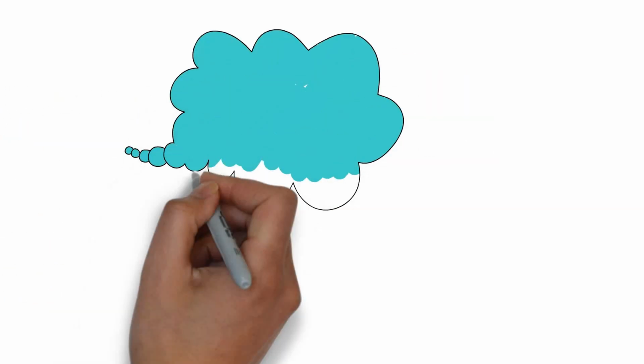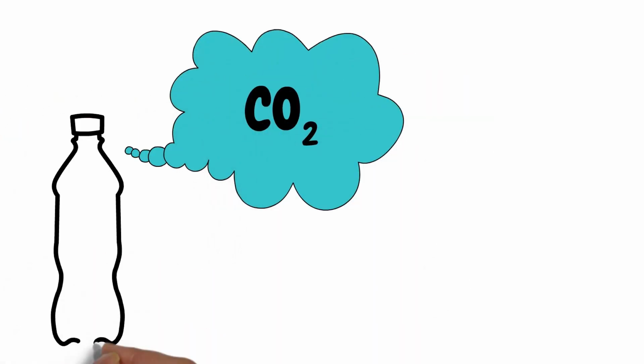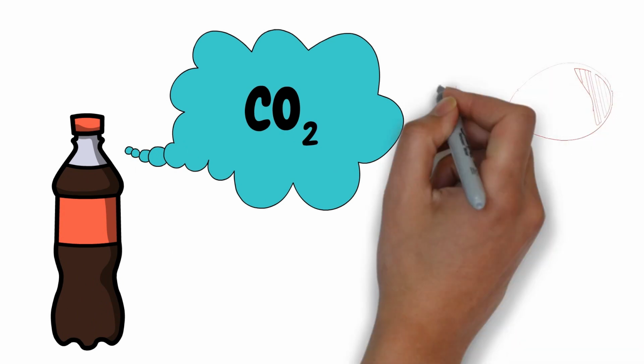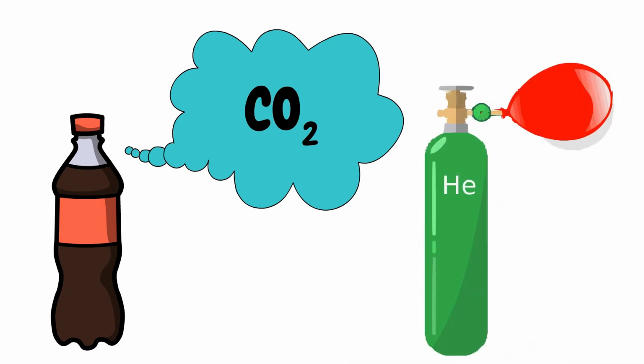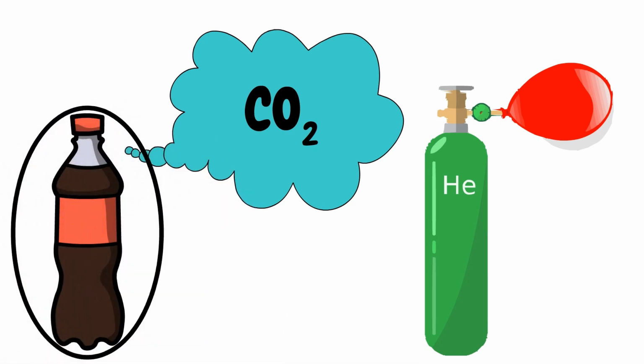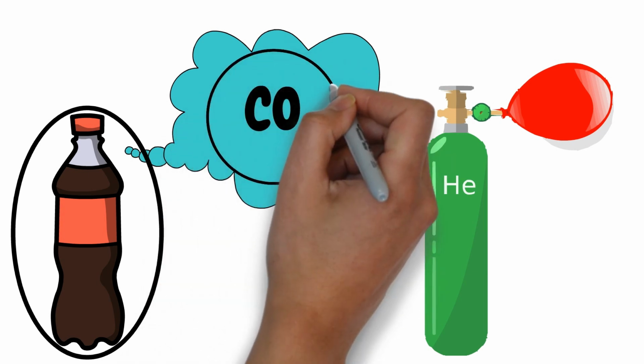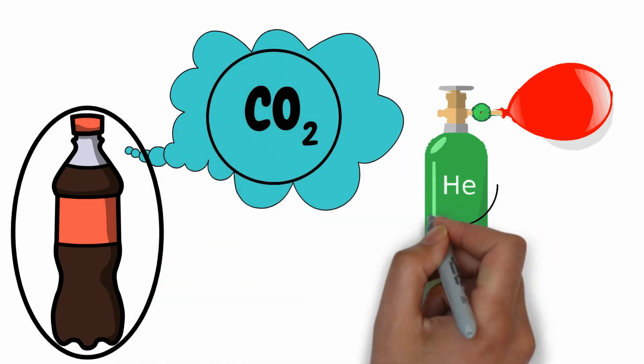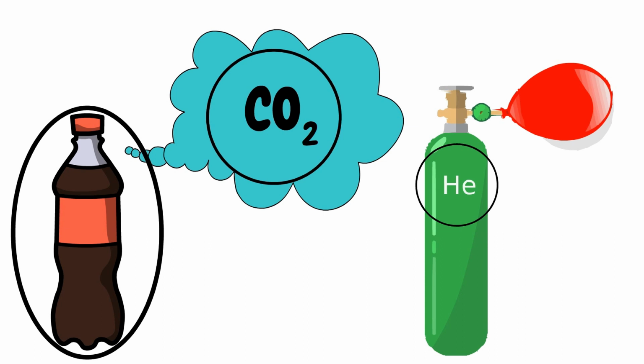Carbon dioxide, which is in carbonated beverages, and helium, which is in balloons, are two examples of other types of gases. In the category of gases, both of these substances are instances.